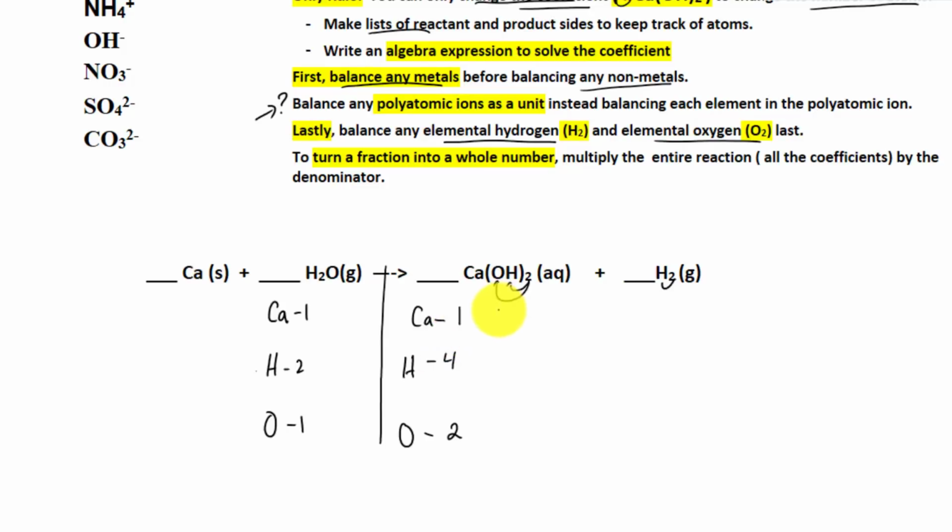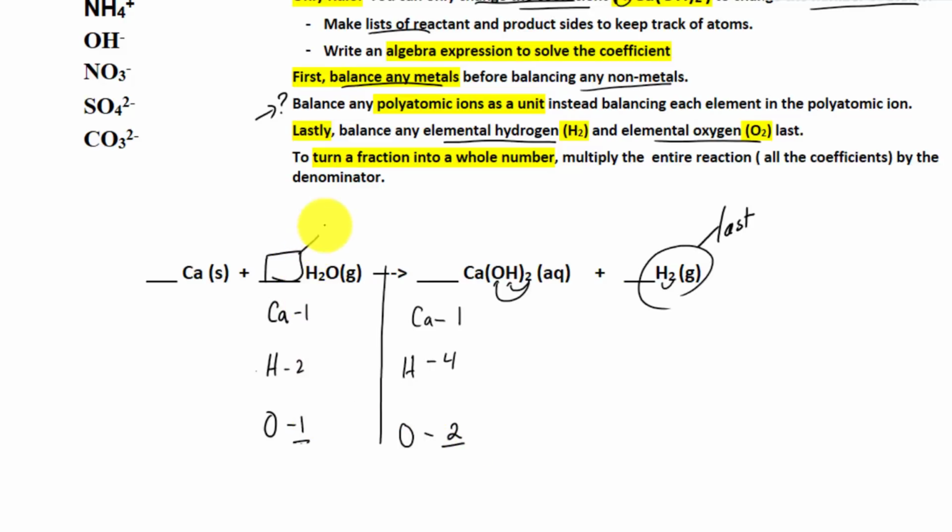Well, calcium is already balanced. What about hydrogen? Well, hydrogen is an elemental form, so we save this for last. So let's go to oxygen. Over here we have 2, right? And over here we have 1. So we go up here and find where oxygen is. It is in this compound right here. So putting a coefficient here will give us 2 oxygen as well.